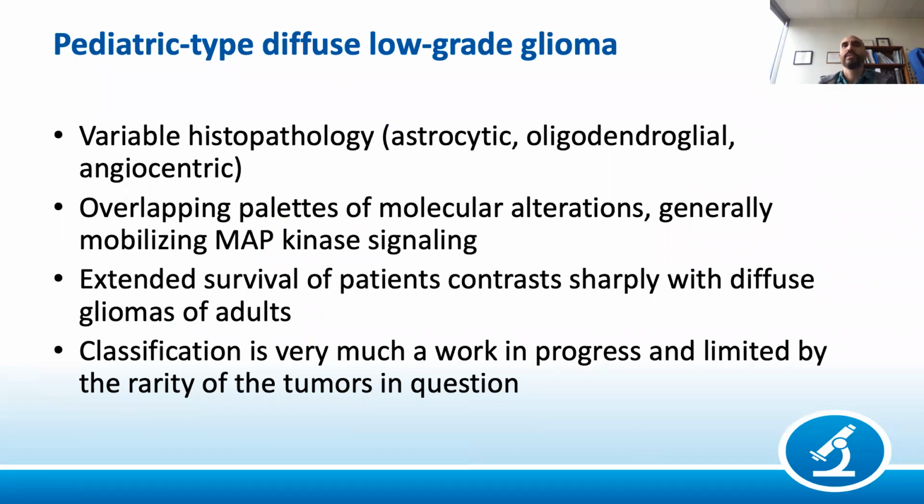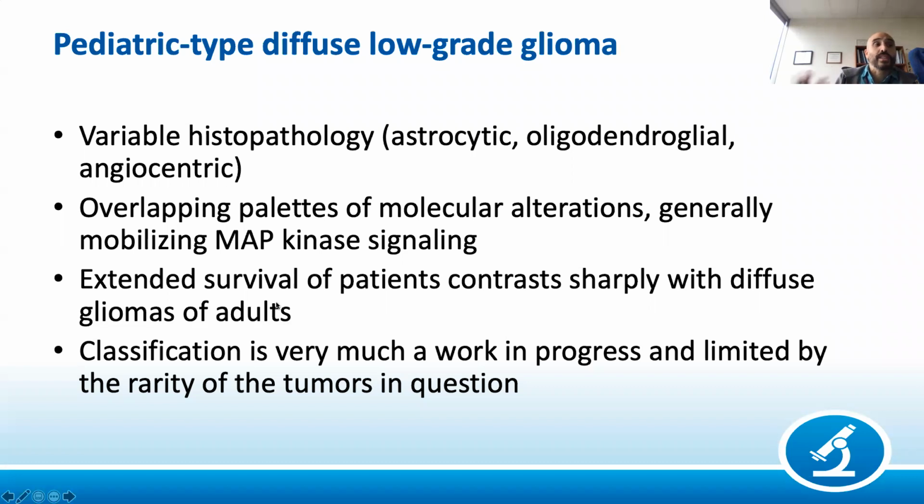Okay, all right. So I'm going to move on now to pediatric-type diffuse low-grade gliomas. This is a series of entities that have experienced a lot of updates in the WHO 2021, and in particular, multiple novel disease designations have been delineated. But just some general concepts across the group to think about. The histopathology is variable. They can be astrocytic, oligodendroglial, angiocentric in their appearance, and across those patterns, you can also have overlapping palettes of molecular alterations. The one commonality is they generally mobilize MAP kinase pathway signaling, as you'll see.